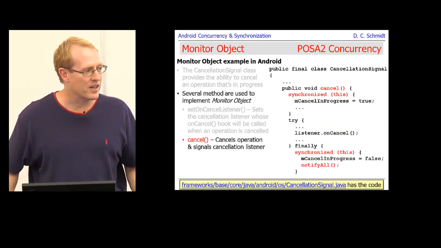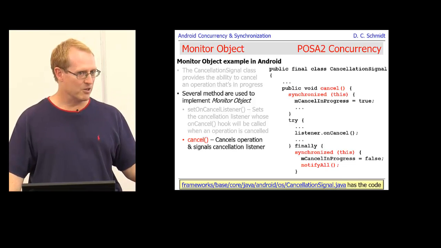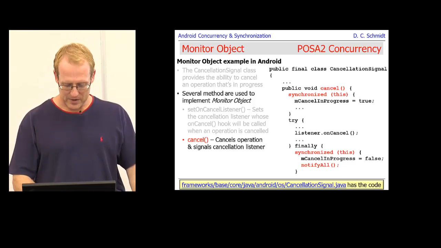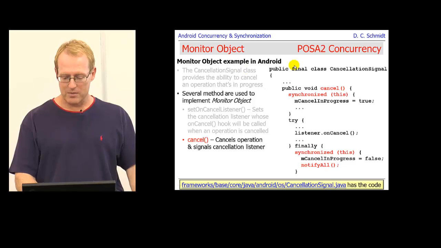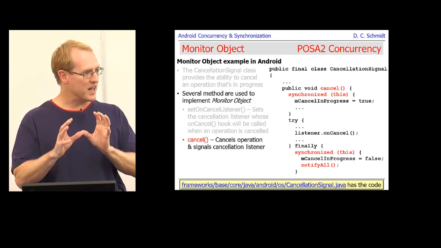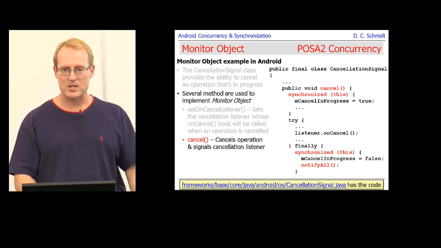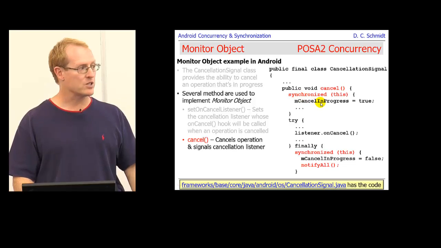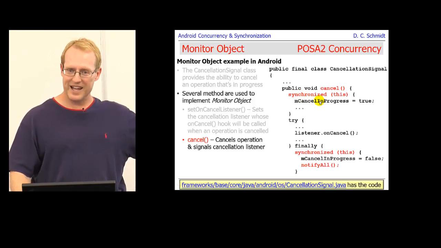The cancel method is also a synchronized method in the monitor object pattern. And you can see what it does is as follows. It comes in, and it's actually got a couple of synchronized blocks in it. The first thing it does when you call cancel, it grabs the lock, which means that we're about to protect the internal state, so other threads can't mess with it while we're doing anything. It sets mCancelInProgress to true. This means something is being canceled.